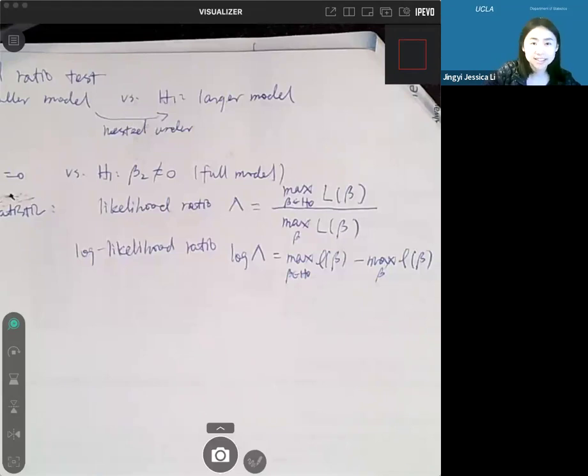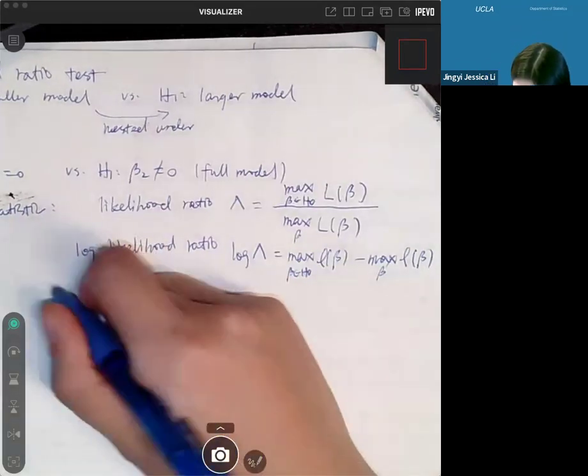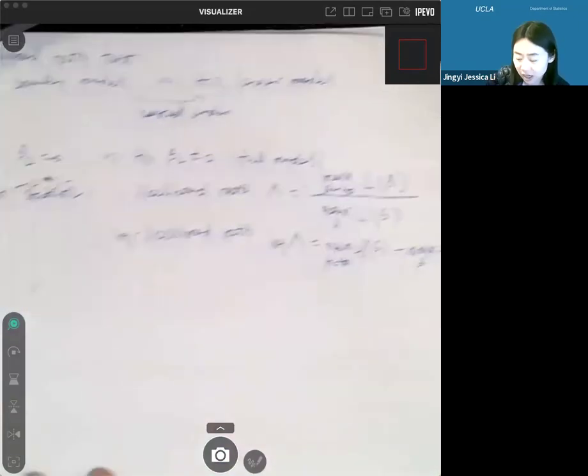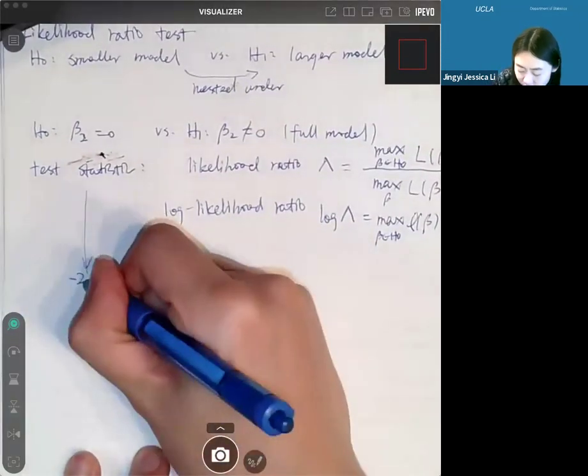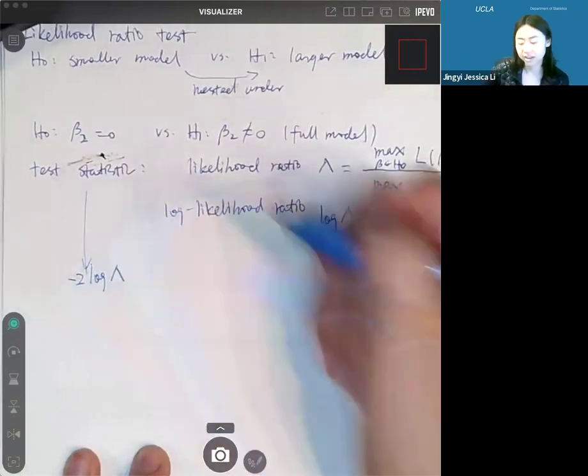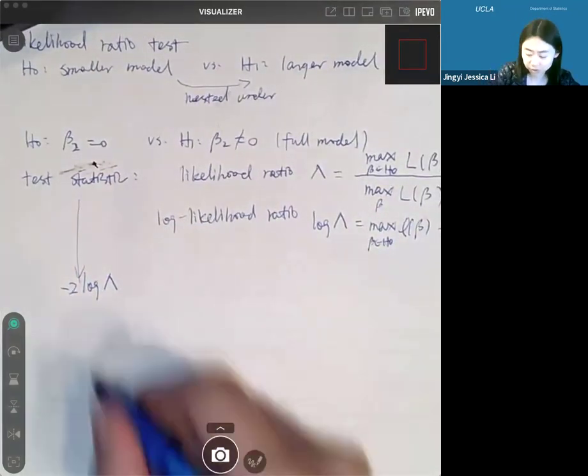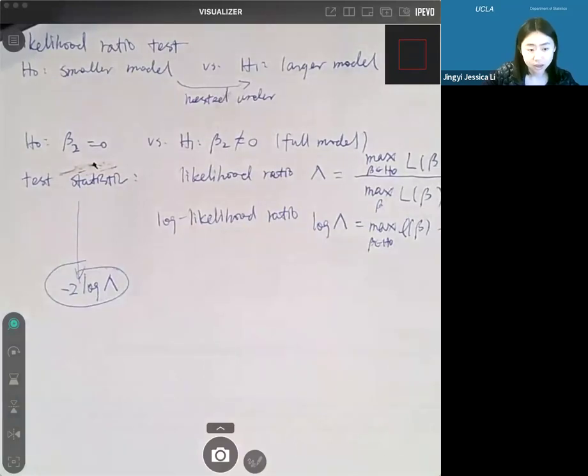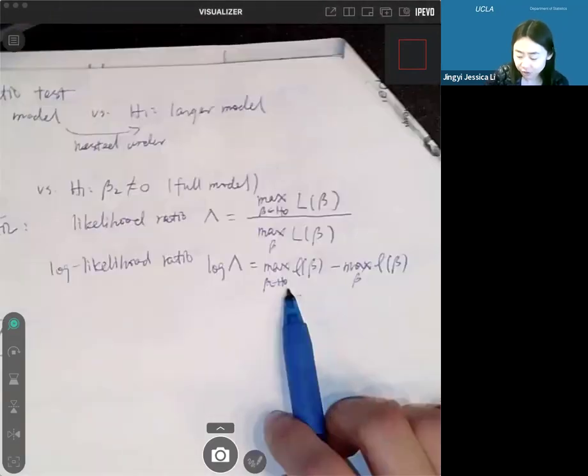For most of our test statistics, the standard null distributions are positive. So that's why we need to add a negative sign to it. In most cases, the test statistic we work with is actually -2 times log lambda. That's the test statistic we use for the likelihood ratio test. And the -2 is there also for a reason. Let me tell you.